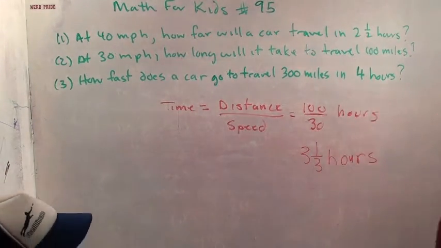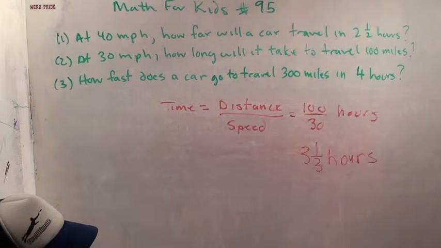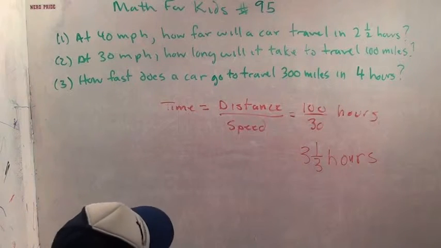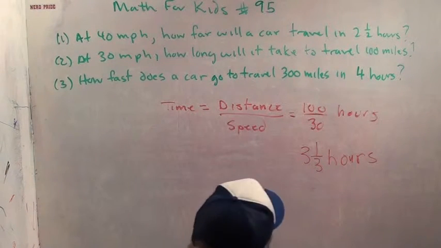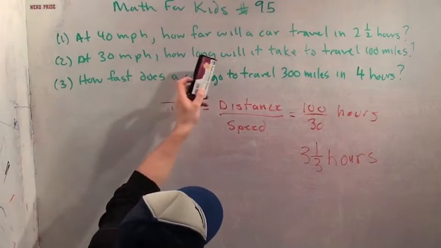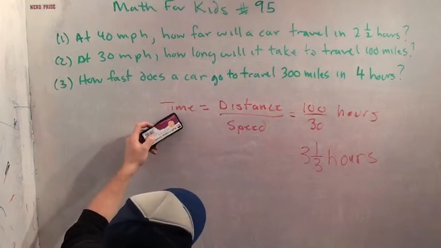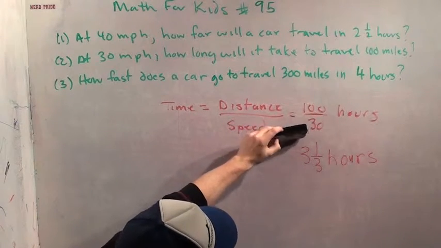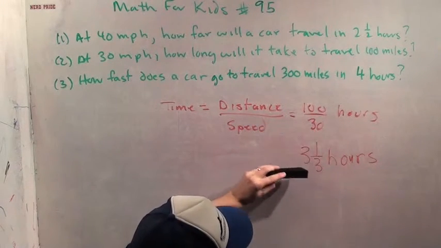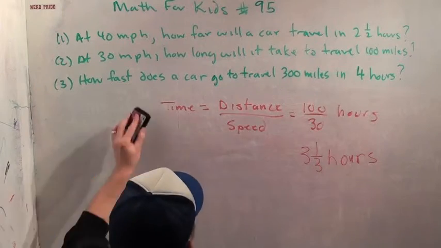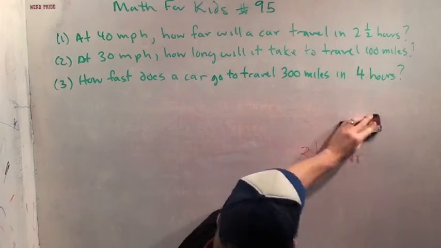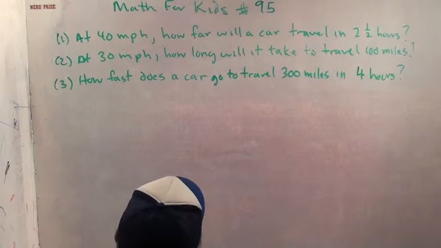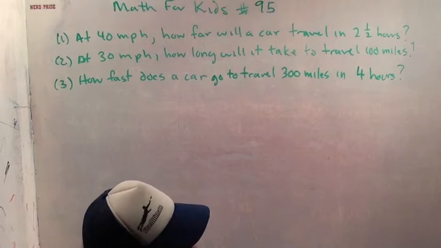Okay, and how long is 3 1/3 hours? It's 3 hours and 20 minutes. Okay, outstanding. So at 30 miles an hour, how long will it take to travel 100 miles? Well, we know time equals distance divided by speed. So 100 divided by 30, that's going to be hours, which is 3 1/3 hours, which is 3 hours and 20 minutes.